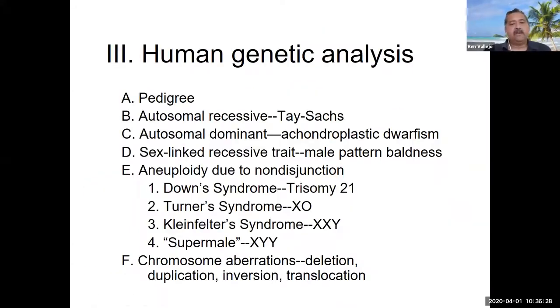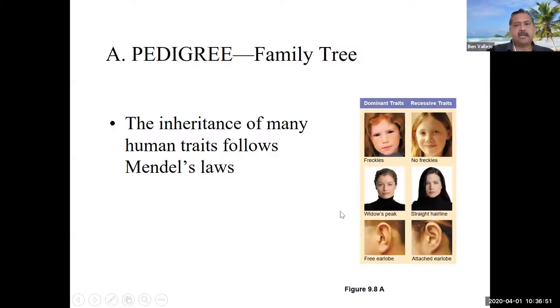All right, to finish up today's talk, we're going to take a look at some processes that happen in humans. We're going to take a look at Tay-Sachs, achondroplastic dwarfism, male pattern baldness, and some disorders of the chromosome numbers in the sex chromosomes. Now you can figure out many things from a family tree or a pedigree.